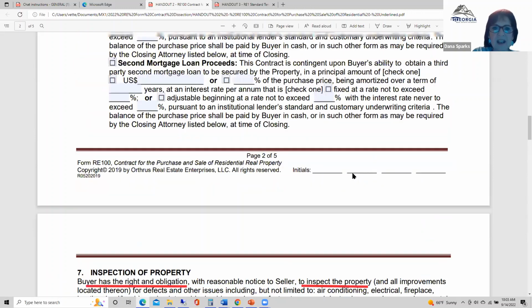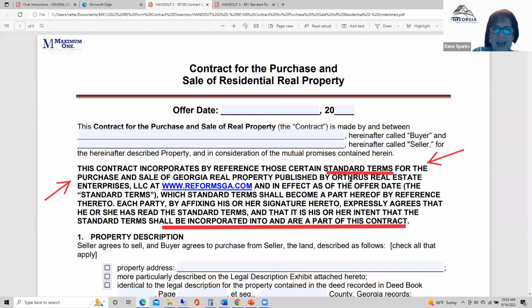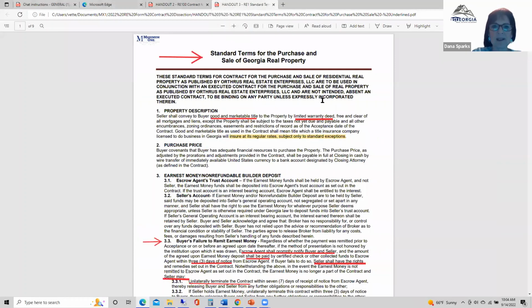What does all that mean? This, in all bold in caps, means that when your buyers and sellers sign this contract, they are saying, I have gone online, I've pulled out my computer, I've opened up a web browser, I've gone to www.reformsga.com, I've read the standard terms, I understand the standard terms, and I agree that they are part of the contract. Now, we have access to the standard terms, again, in your MLS systems.